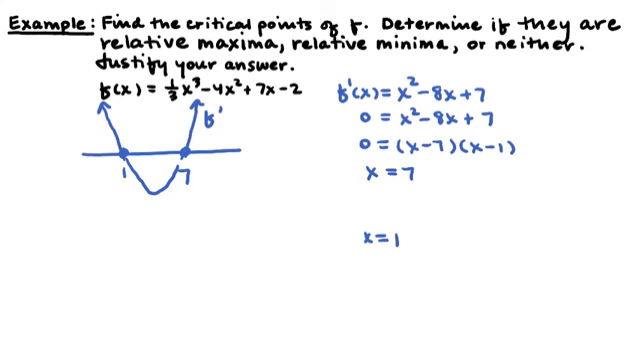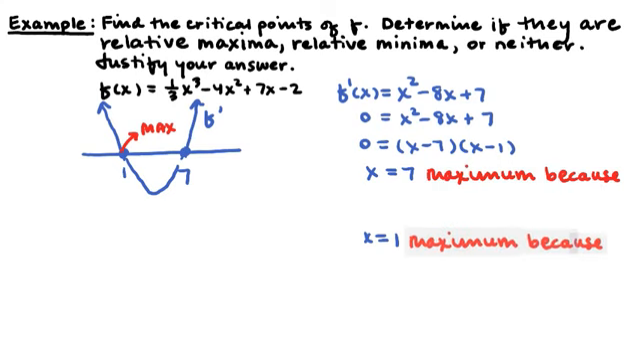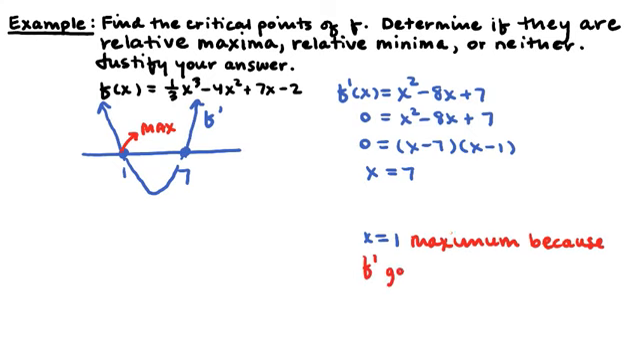And what I'm going to do is give a little bit of analysis. Since f prime is going from positive to negative at x equals 1, that's going to be a maximum. So we'll call that a maximum. Oh, whoops. All right, we can move that. There we go, much better now, right? Maximum, because f prime goes from positive to negative.